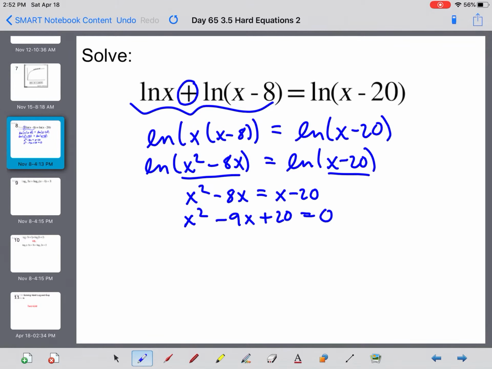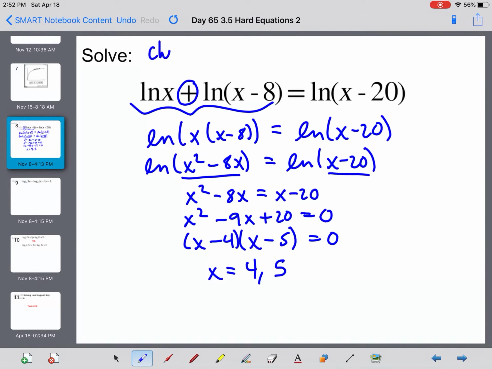So I get these 2 values. I need to multiply to 20 and add to negative 9. So that means negative 4 and negative 5 would be my values. So that tells me that my possible solutions are going to be x equals 4 and x equals 5.